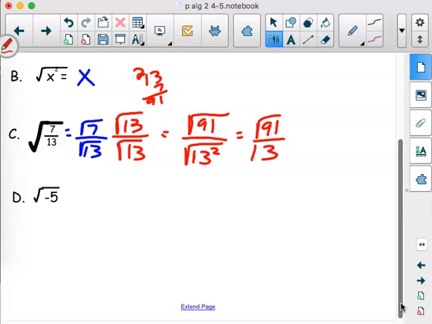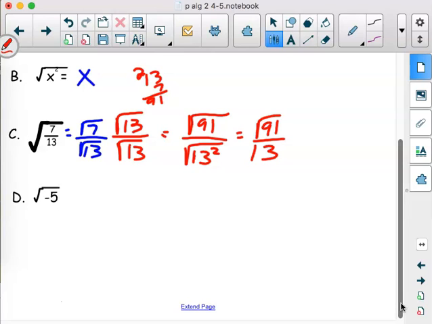So let's see, 9 times 9 is 81. That's not going to go into it. 8 times 8 is 64. That's not going to work. 7 times 7 is 49. Nope. 36. Nope. 25. And we can go through the whole list, but nothing's going to break up that square root of 91. So we would just leave that.